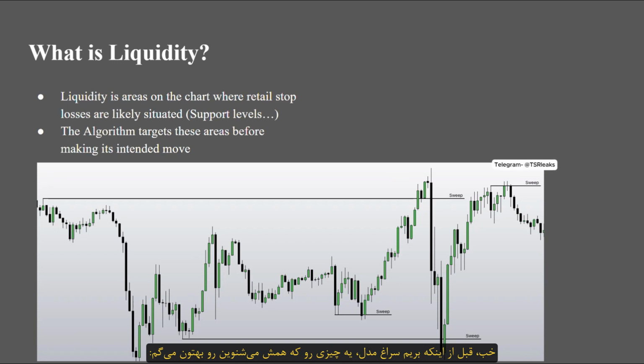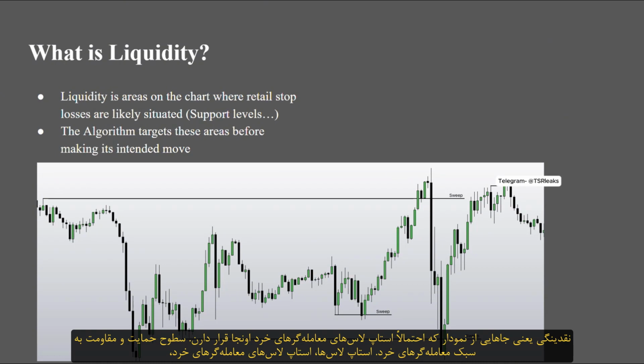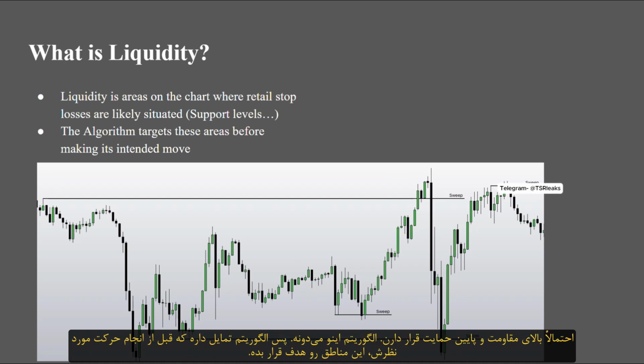Now, before I get into the model, you hear this all the time: buy side liquidity, sell side liquidity, liquidity, so on and so forth. What is liquidity? I tried to give you the most simple, dumbed down, easy to assimilate definition of what liquidity is. And so I formed it with liquidity being areas on the chart where retail stop losses are likely situated. Support levels with retail concepts, resistance levels. Stop losses, retail stop losses are likely situated above resistance, below support.